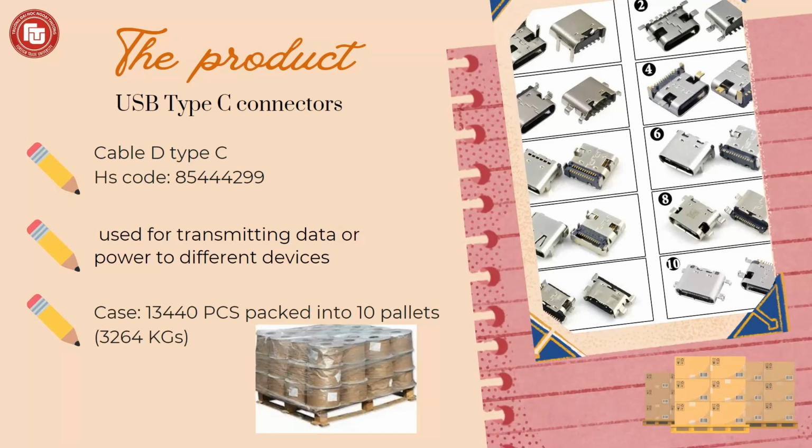For the packaging, Sumitomo counts and seals the product before handing over to the forwarder company, which is Bondex. The quantity is 13,440 PCS, packed into 10 pallets with gross weight being 3264 kilograms, which makes this a less than container load in the export goods category.